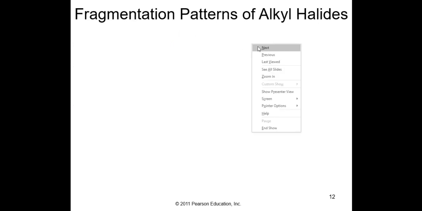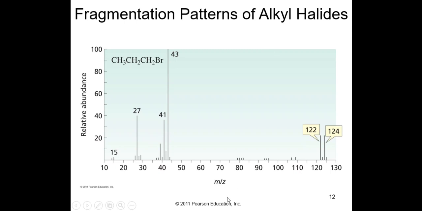Here are some fragmentation patterns of alkyl halides. Good old-fashioned 1-bromopropane. You see the twin peaks, 122, 124? A dead giveaway you have bromine in the molecule. And that's why this is so important in environmental litigation with organohalides in soil and water. 122, 124, and you see for each one an N+1 due to a deuterium or carbon-13, as we mentioned.